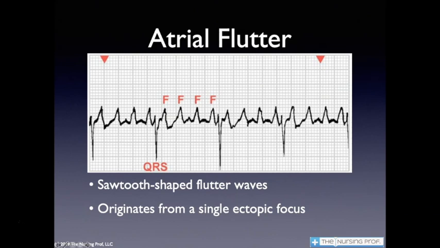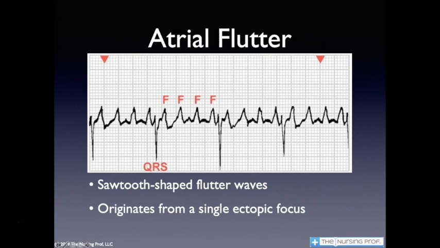Atrial flutter. This is an interesting looking EKG, isn't it? Now again, if we're assuming this is a 6-second strip, we count out our EKG and we find out we have a rate of 40, maybe 50 if you want to count that one that's at the very end there. So still, it's less than 60, so we have a slow rate.